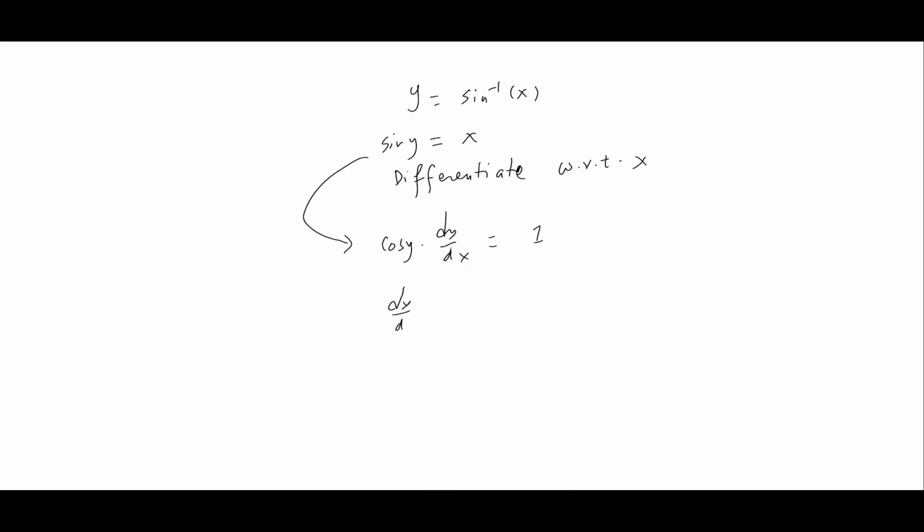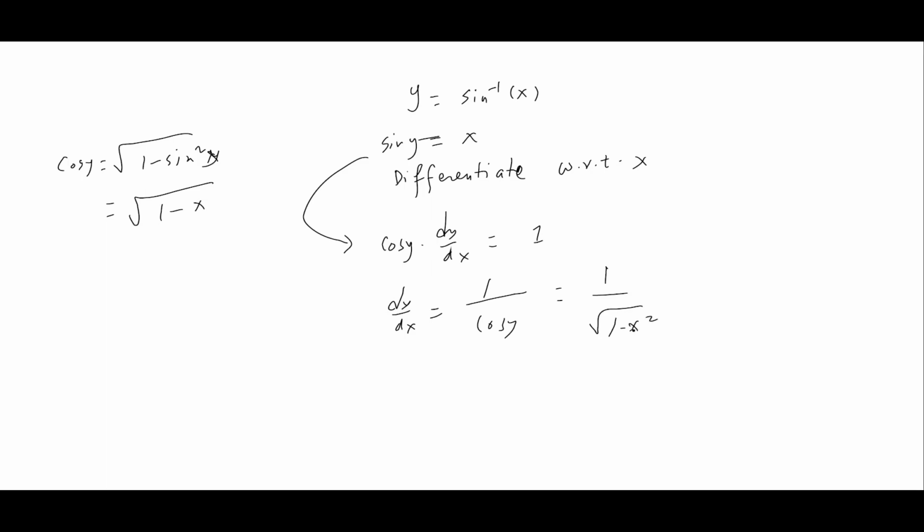So what is dy over dx? It's 1 over cosine of y, but we can change this cosine of y in terms of x by using this fact. We know this relation: cosine of y is the square root of 1 minus sine squared y. And we know sine squared y is x squared. So here we can write the square root of 1 minus x squared.